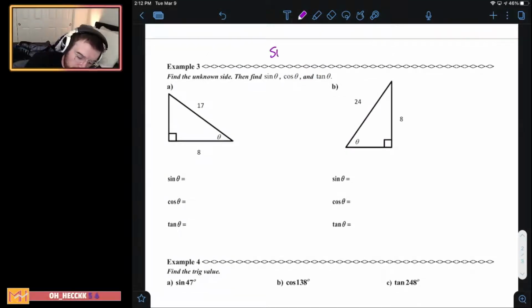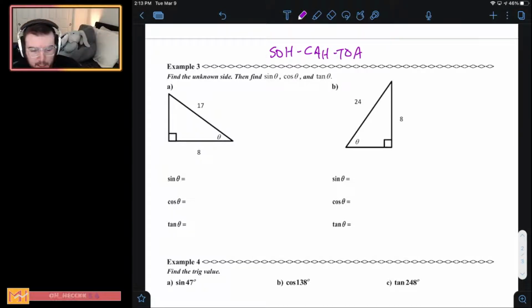SOHCAHTOA, SOHCAHTOA, SOHCAHTOA. Please just chant that in your head at all times. Sine is opposite over hypotenuse, cosine is adjacent over hypotenuse, and tangent is opposite over adjacent. So we want to find each of them.